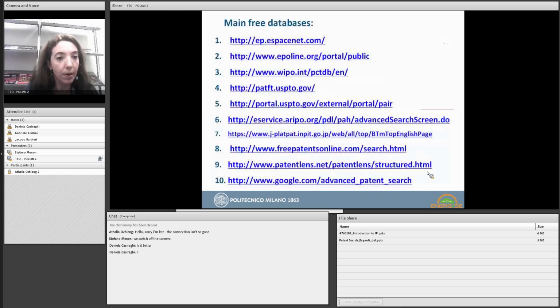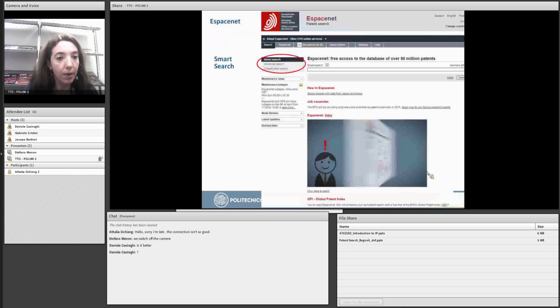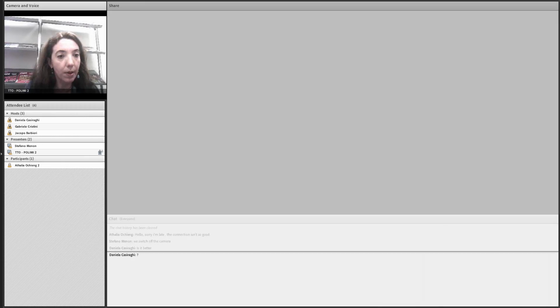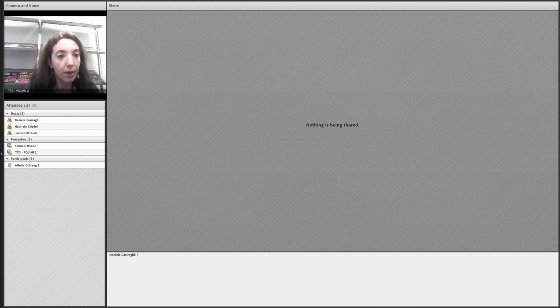Here you have a list of the main free databases that you can use from your computer. And let's see an example of how to search with the Espacenet database from the European Patent Office. If you connect to the website of the European Patent Office, you have two ways of performing a search. A smart search.